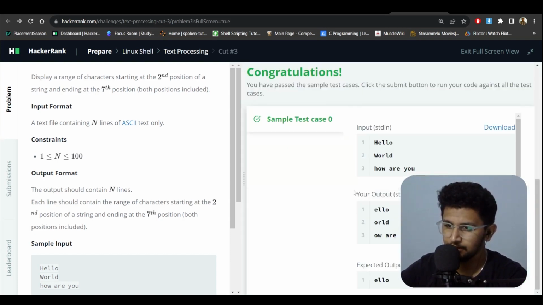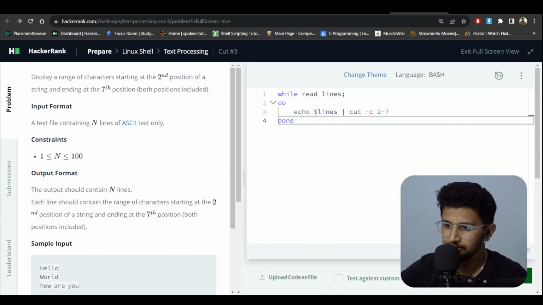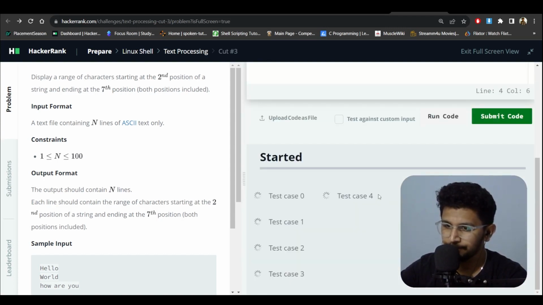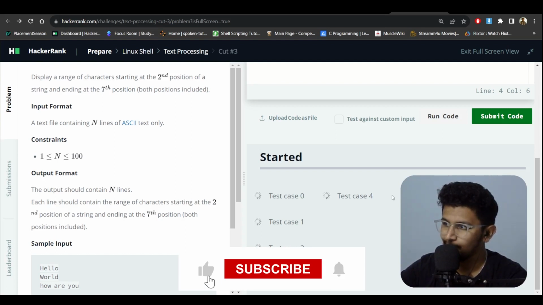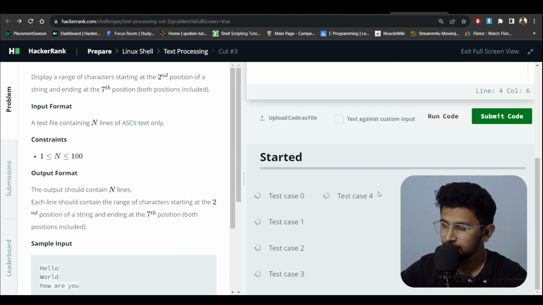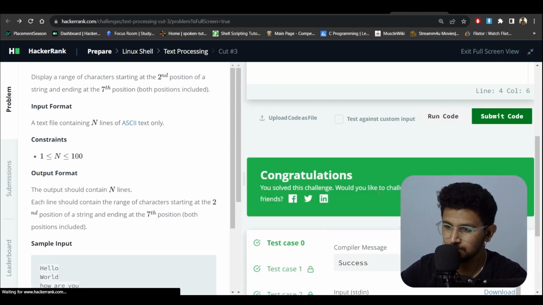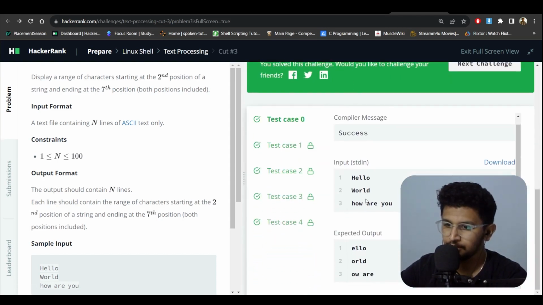Let's see, yeah, we got a positive output. Let's submit this code. There are 5 test cases. Okay, so we got the positive output.